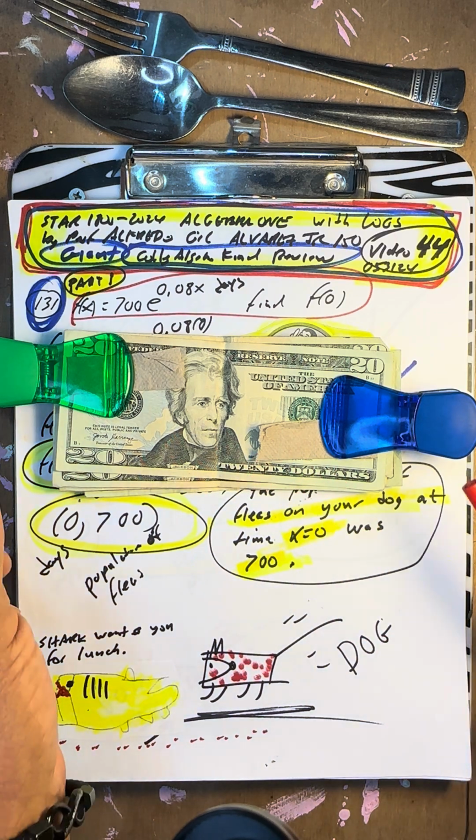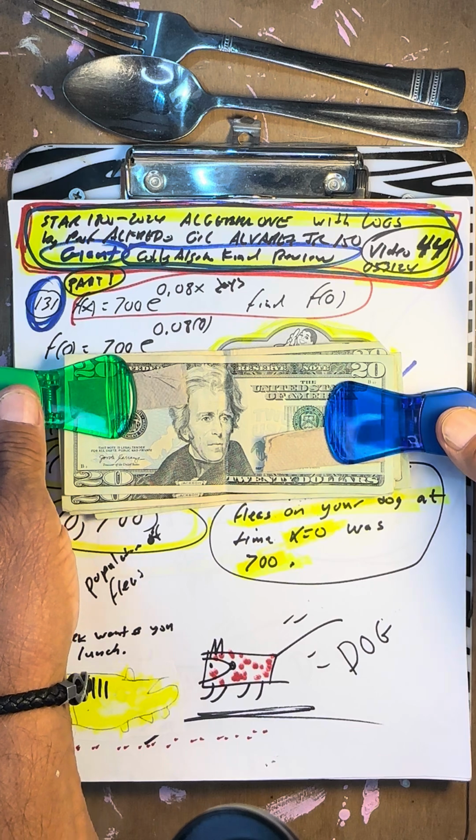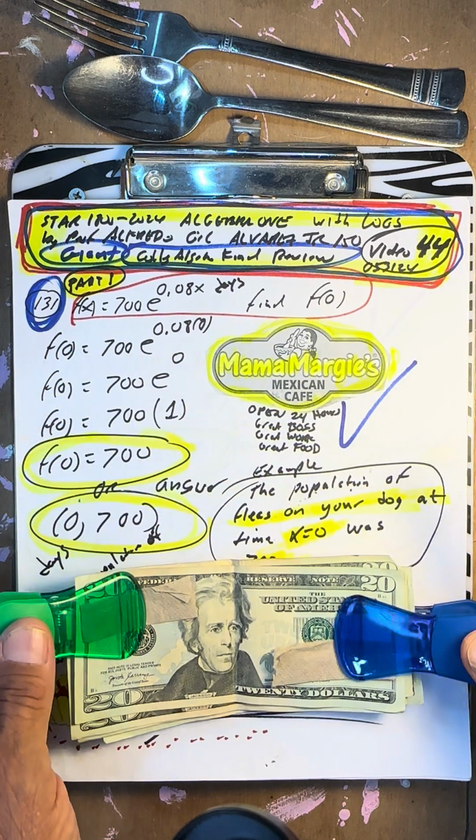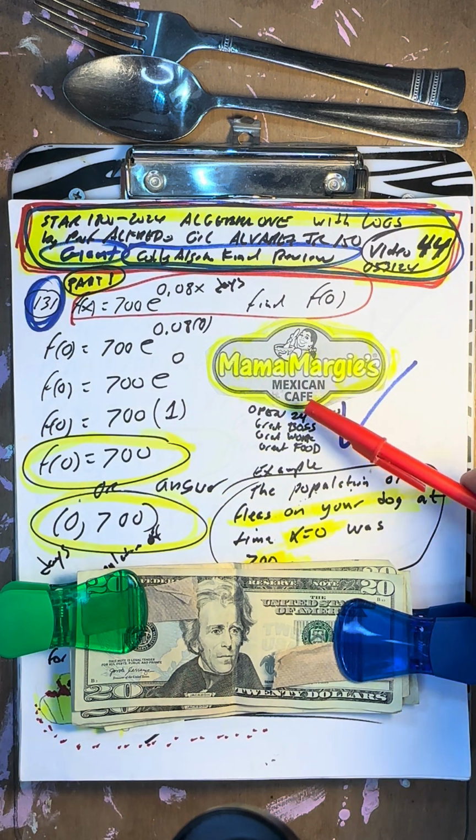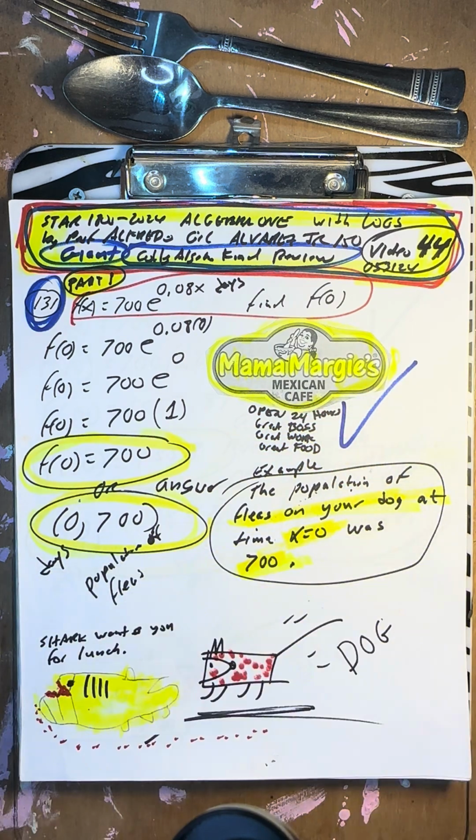Before I do this, need money for college, tuition, fees, books, software, whatever? If you do, our margins open 24 hours or hiring. Great boss, great work, great food. But let's say you don't need it. You have lots and lots of money. You can pay all your tuition and fees.